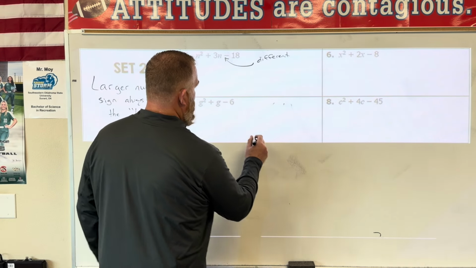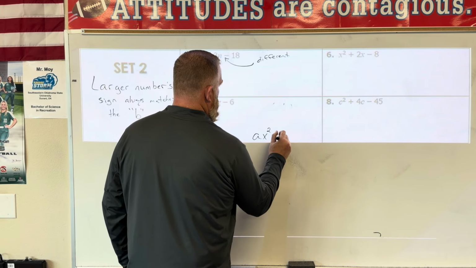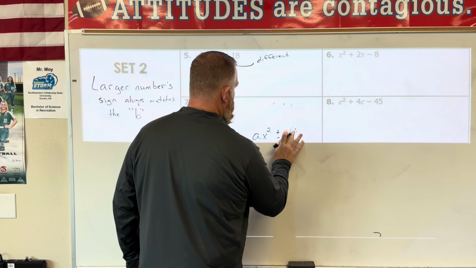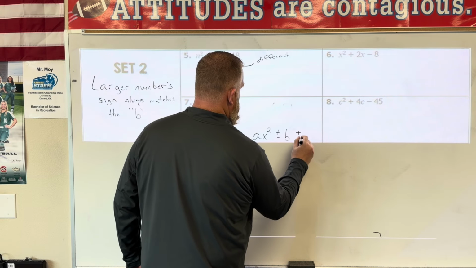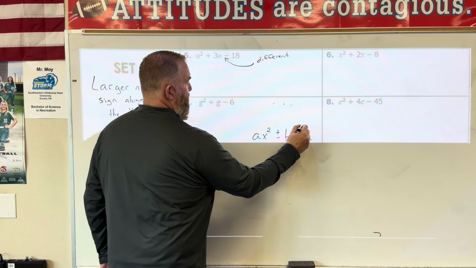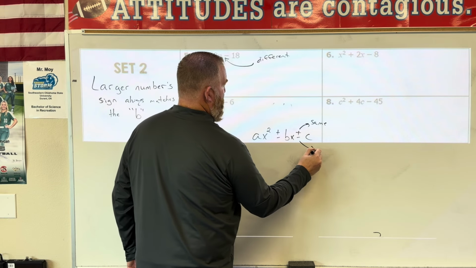So here's how I always wrote it. If I go ax squared plus or minus b, plus or minus c, if c is positive, they're going to be the same. If it's negative, they're going to be different.